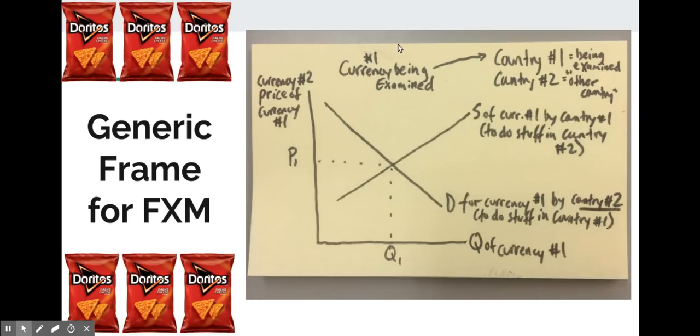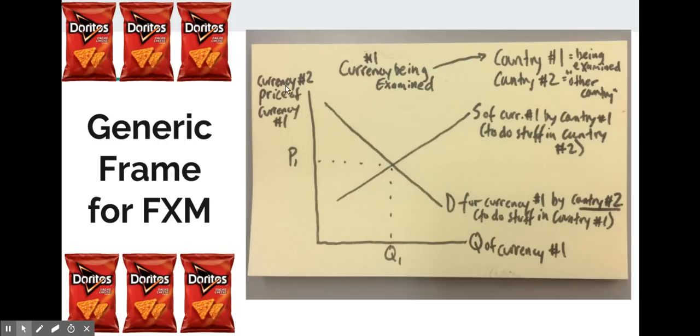So if we're being asked about country one, we're going to title the graph basically the money that country number one uses. So the currency being examined, which is country number one's money. So you just say, what if that's the dollar? It would be the dollar market.